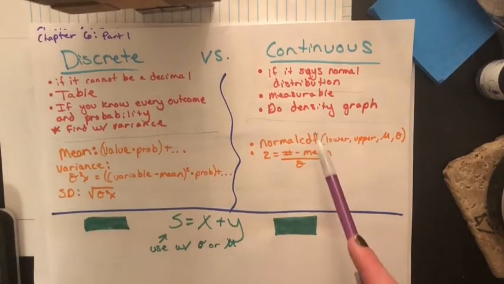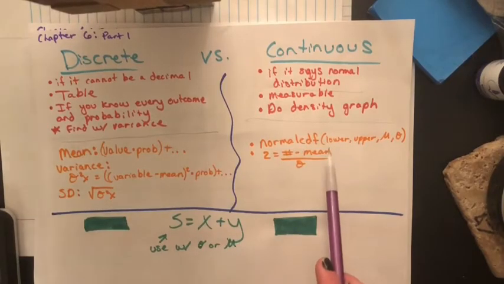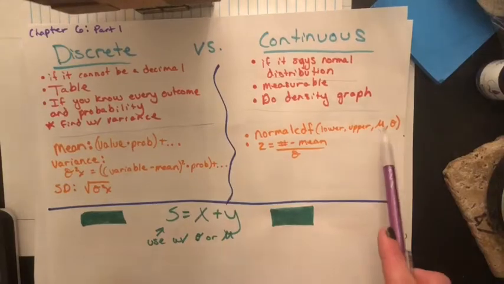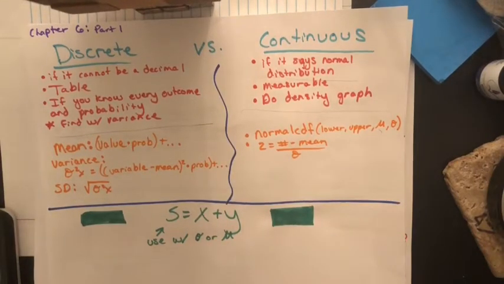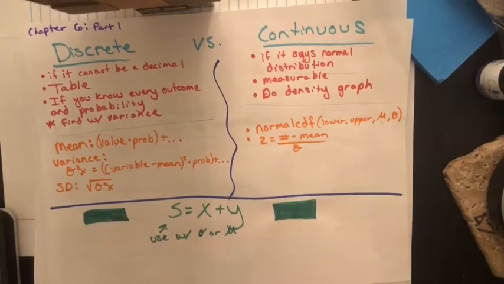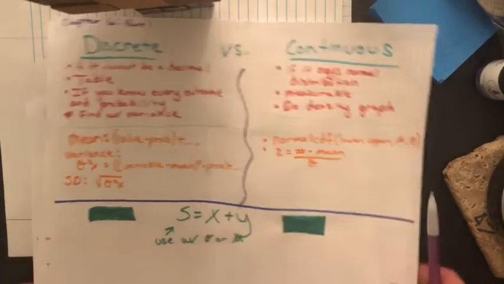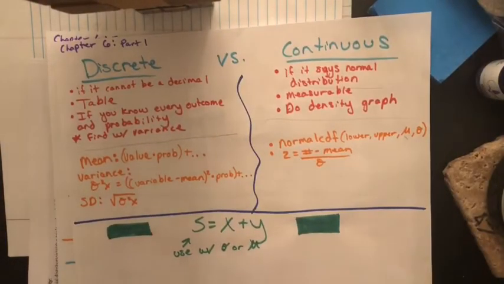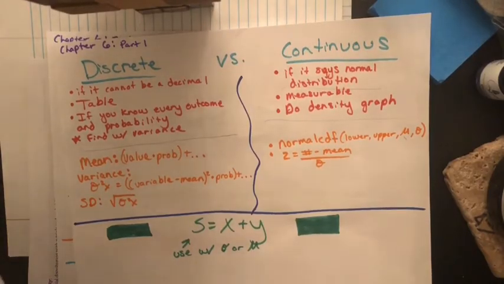Here, you can use normal CDF, and when you type it in, you do lower, upper, mean, standard deviation, or you can do it by hand and find your z-score. And I'm not going to go over that again because we did that in the second chapter. With this equation, S equals X plus Y, I'm going to show you a quick example of that from the notes. So you're going to use this with mean or with your standard deviation.